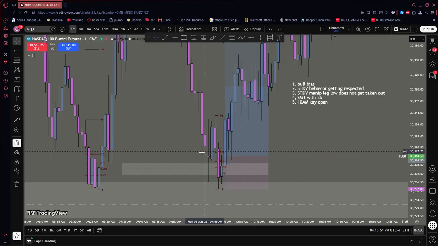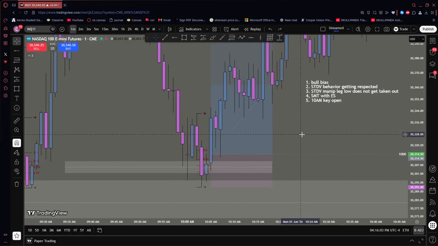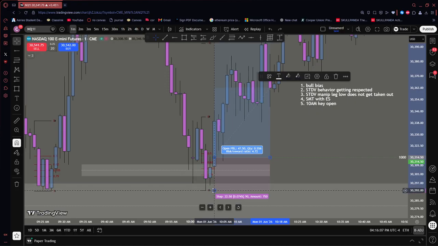Key open right here, after we manipulated, right after open, close back above, and now we want to seek a tap back into 10 a.m. and also aligns with this 10 a.m. candle that created this CISD, so it's perfect. This is literally A plus longs right here. Although the stop is a bit big, you can do smaller stops or whatever.